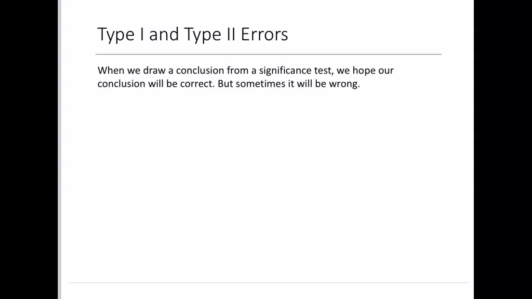So there are two types of error. There's the error where you reject the null hypothesis when you really shouldn't have, and then there's the other direction. You fail to reject the null hypothesis when you really should have rejected it. So just like the errors that can happen in a court trial, right? In a criminal trial, you could convict an innocent person, or you could fail to convict a guilty person. Which one's worse?